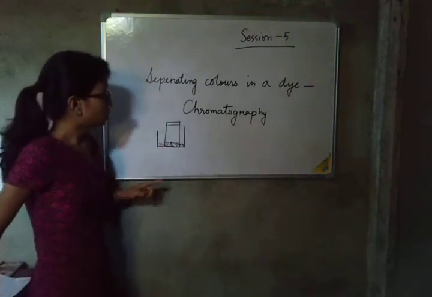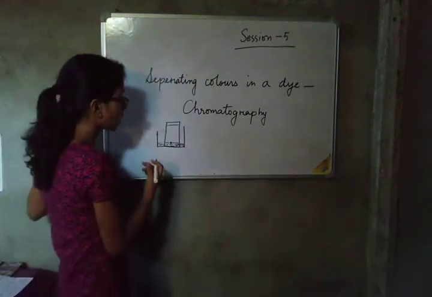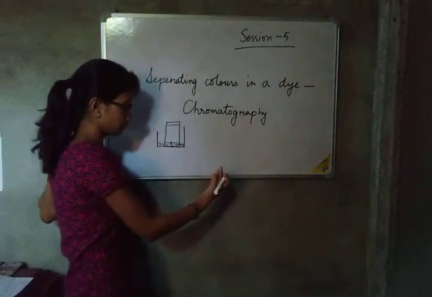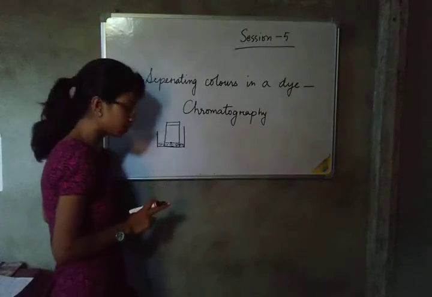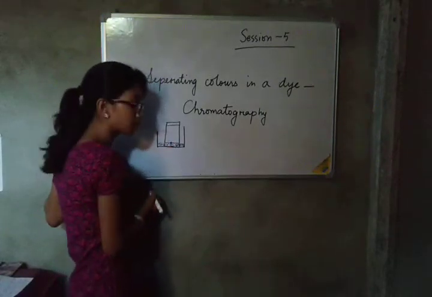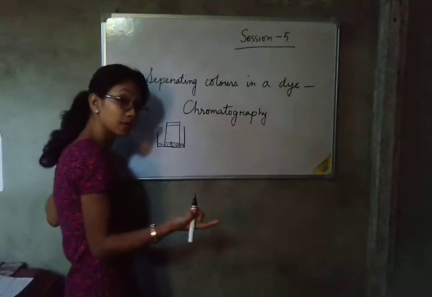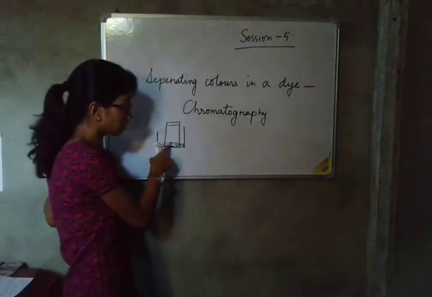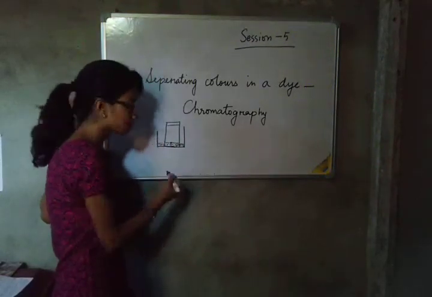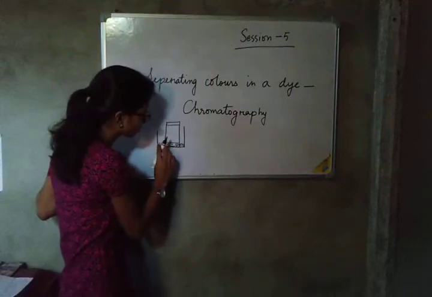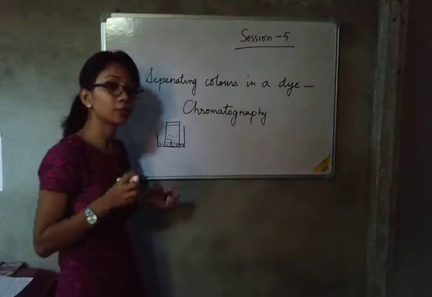Now slowly, we know that filter paper always soaks water, so it will start absorbing the water. Since this ink is soluble in water, the spot that I have given will be carried away by the water, because the dye or the ink that I am taking dissolves in water. So the water will slowly rise up in the filter paper.